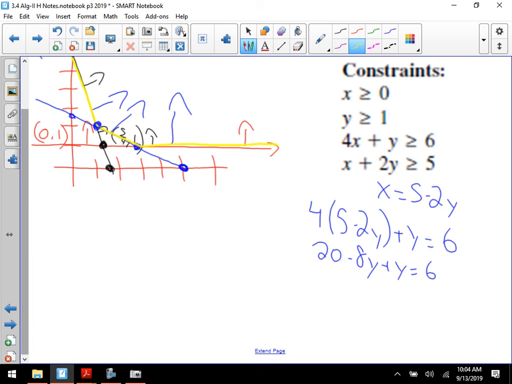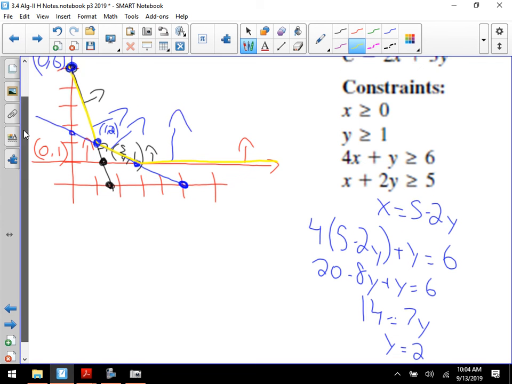If I take the negative 8 and the positive 1, what do you get? Negative 7, right? If I move the negative 7 to the right and bring the 6 back the other way, what do you get? 14 and 7? What's y? 2. Y value becomes 2. What's 2 times 2? 4. Good. And what's 5 minus 4? 1. So your x value is 1. So this ordered pair is at 1 and 2.